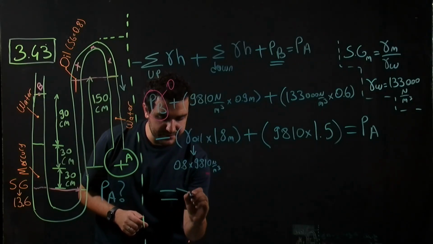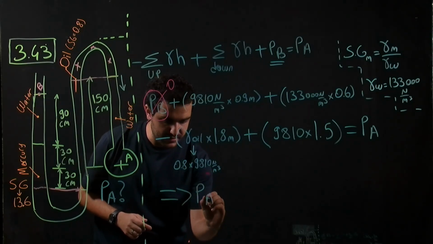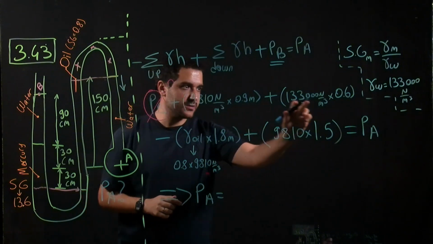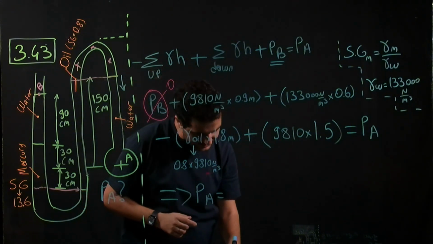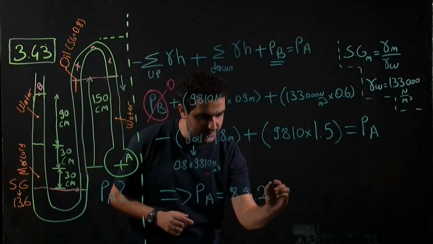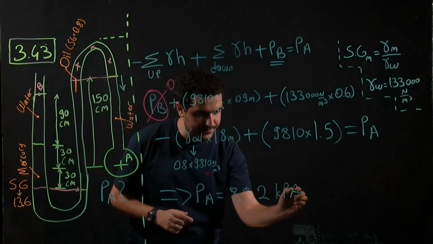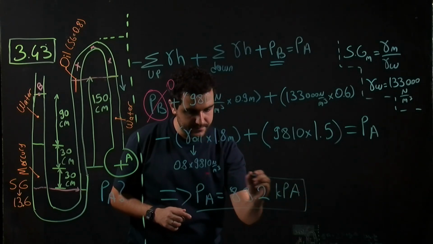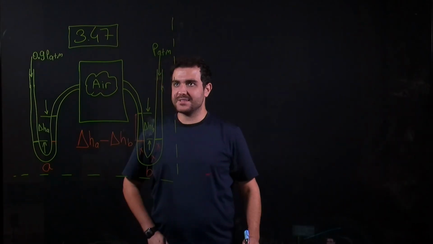And finally, from here we can get PA. When you do all these calculations, we can get 89.2 kilopascal pressure. Okay, let's continue with the second question.